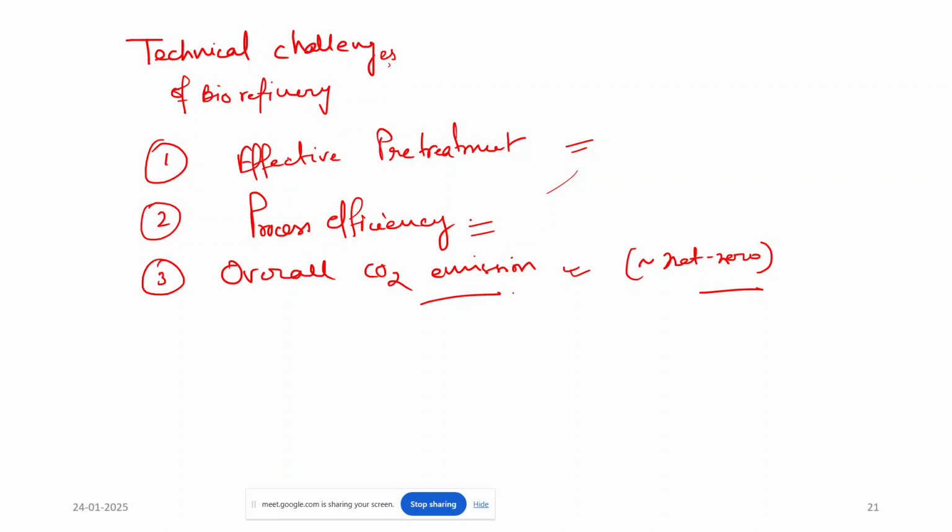And for the biomass feedstock, transport should be minimized and storage should be efficient, to minimize the energy requirement and to meet the feedstock quality. So those are some technical challenges that should be taken care of at the refinery scale.